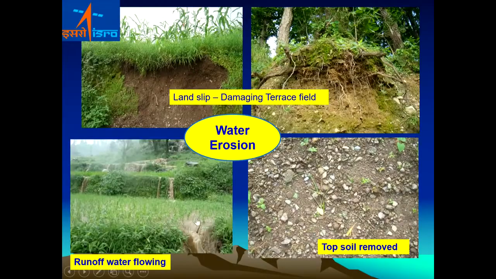If you see in the field, the top soils get removed, so sheet erosion. Here you see when rain falls on that surface, then runoff water moves on that, it removes the top soil layer, and that's why you are seeing the runoff water as colored, because of soil or sediments, you are getting such color.